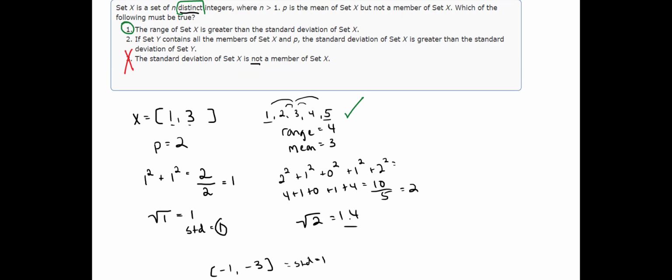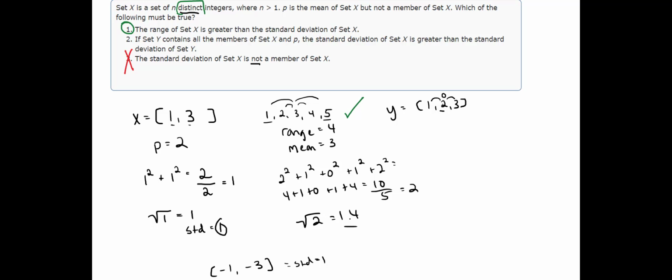It looks true. All right, number 2, if set Y contains all the members of set X. Okay, so set Y contains all of the members of set X, which is 1 and 3, plus P, so that would be 1, 2, and 3. The standard deviation of set X is greater than the standard deviation of set Y. Now, I could calculate this, but I could also just think about it. By adding in this 2, the distance from here to here is 1, from here to here is 1, which is the same right here, right? Same. But now I have this 0 distance. Because that 0 distance is being factored in, it should be smaller than this standard deviation over here, right?